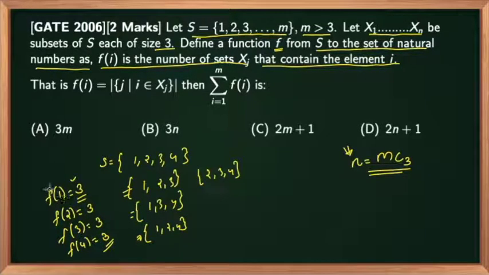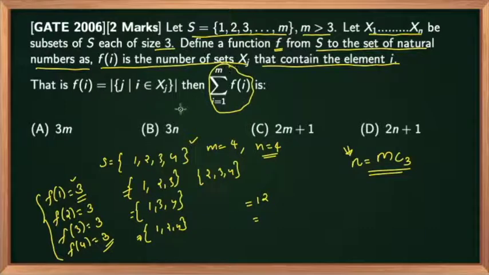Okay, so ideally, it is clear that all these f of i are going to evaluate to the same value, right? In this example, I have m equal to 4 and n is also equal to 4, and we have to add all these f of i's. So I'll be getting 12. When m is equal to 4 and n is equal to 4, where n is the number of subsets with size 3, we are getting the answer as 12.